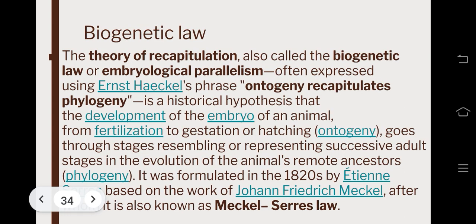Next, biogenetic law. The theory of recapitulation, also called biogenetic law or embryological parallelism, often expressed using Ernst Haeckel's phrase "ontogeny recapitulates phylogeny," is a historical hypothesis that the development of the embryo of an animal, from fertilization to gestation or hatching, goes through stages resembling or representing successive adult stages in the evolution of the animal's remote ancestors, or phylogeny. It was formulated in the 1820s by Serres, based on the work of Johann Friedrich Meckel, after whom it is known as the Meckel-Serres law.